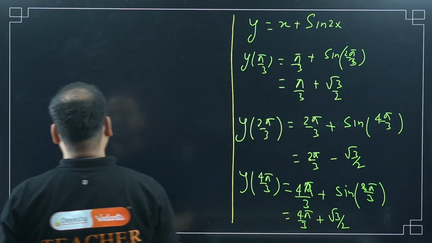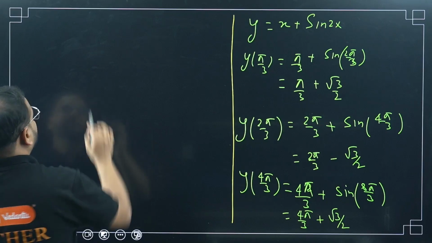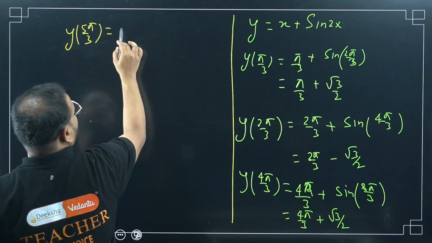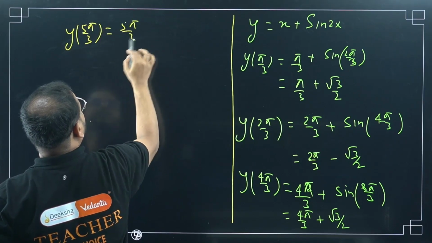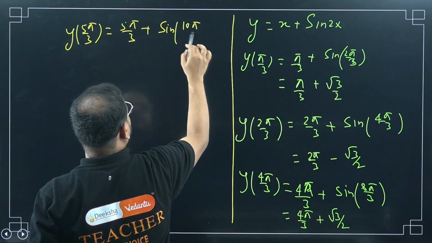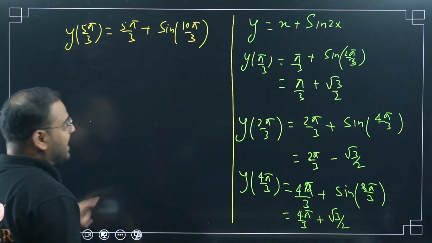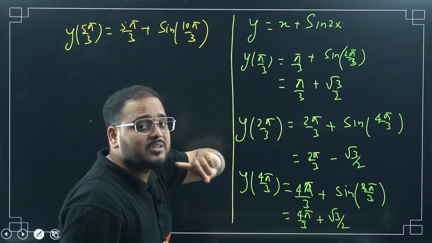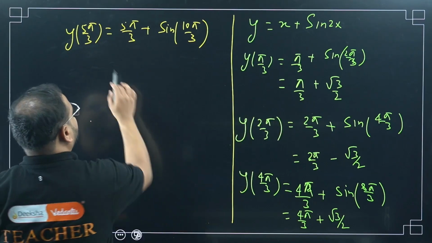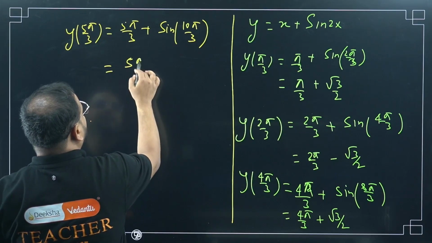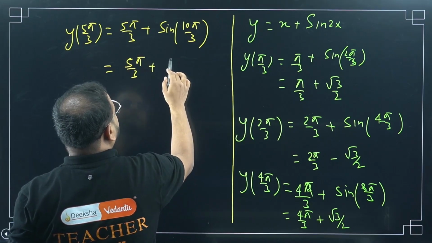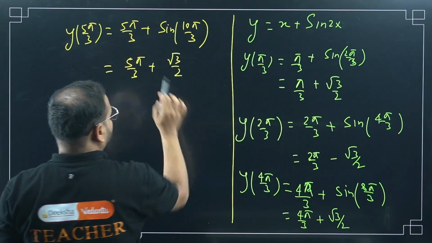Same way I'm going to do with the last value. Y at 5 pi by 3. This will be what? 5 pi by 3 plus sine of 10 pi by 3. Tell me which value. 9 pi by 3 was 3 pi. So plus anything will be third quadrant. What will this be? Tell me. 5 pi by 3 plus, what is it? Root 3 by 2. Root 3 by 2.